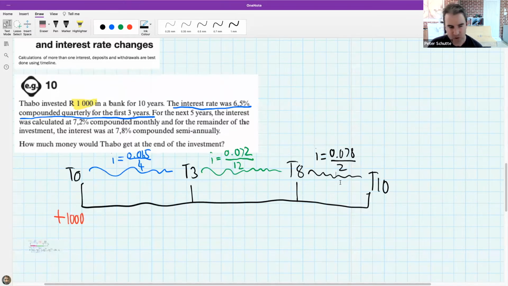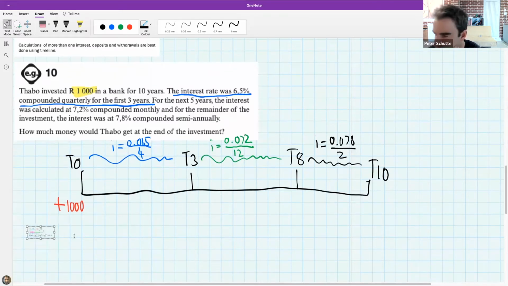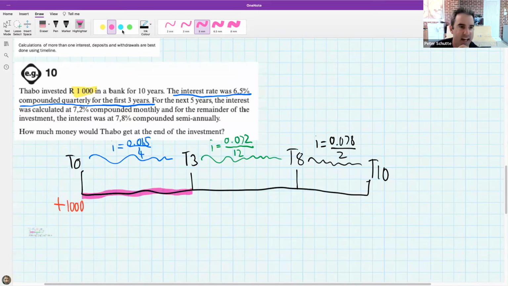Give me a thumbs up if you understand what the drawing is saying. I just want to make sure I've got you all here. Okay, so now this 1,000 Rand needs to go on a growth journey, and it needs to journey from here to here, and then it needs to journey from here to here, and oh, I do like my colors, and then from here to here. However, I need to know what formula I am going to be using to go on this journey.